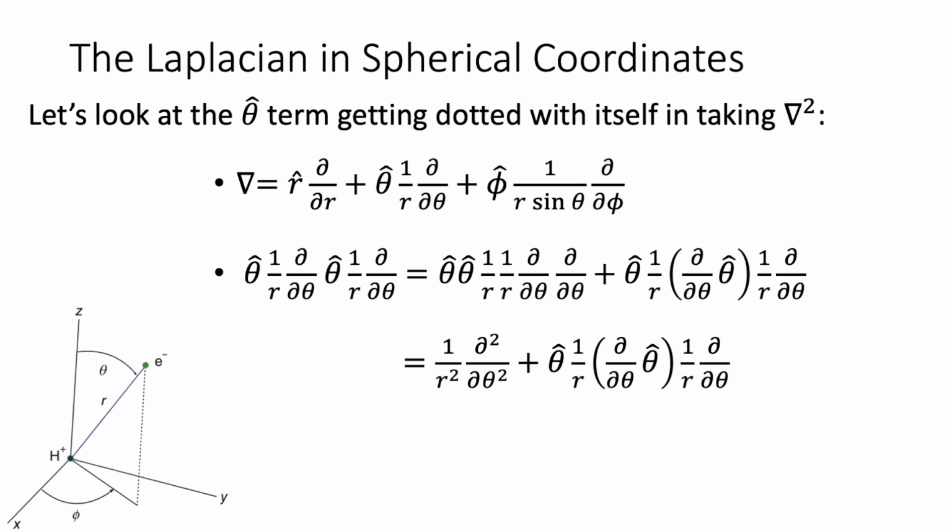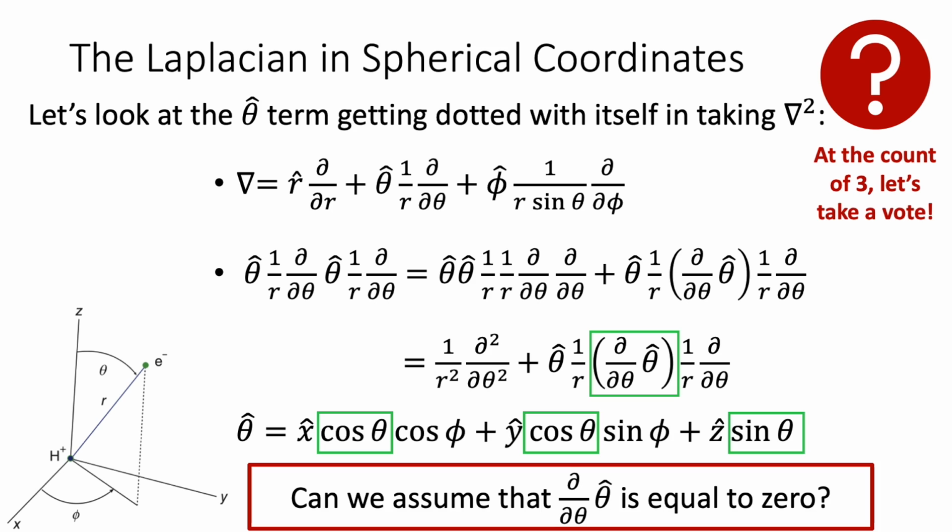Now the term on the right, we look at that, and remember in the Cartesian example, we took d/dx of x hat, and that of course came out to 0, because it's the derivative of a constant. But okay, let's look at that here. Do we think that's going to be the case?